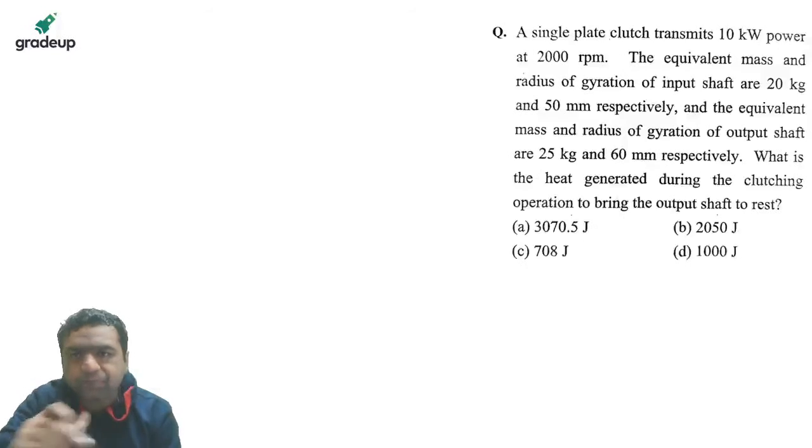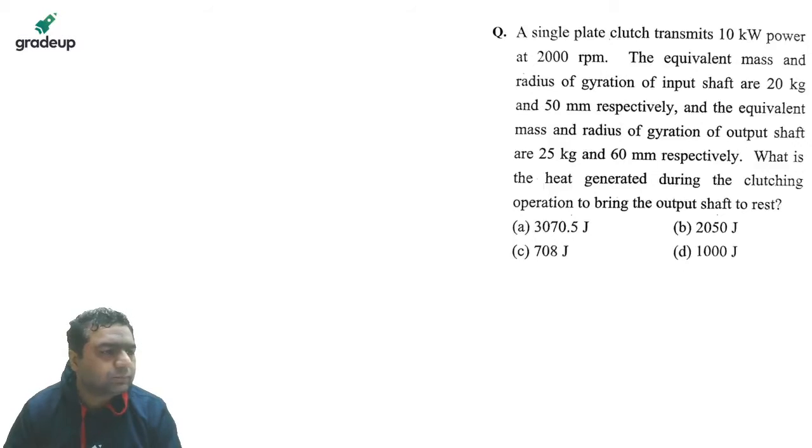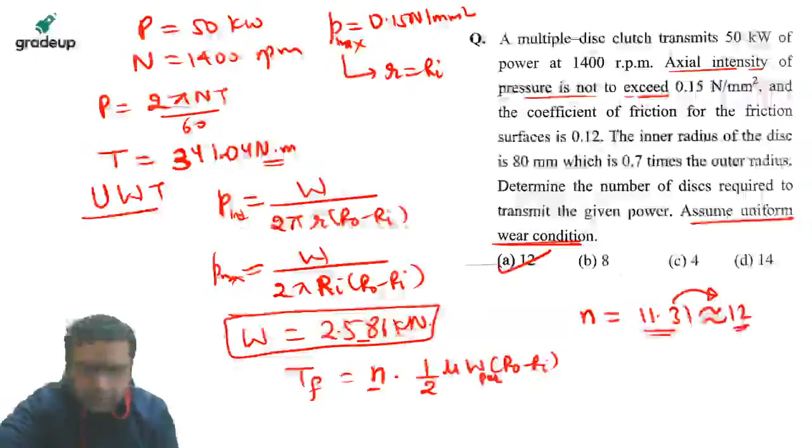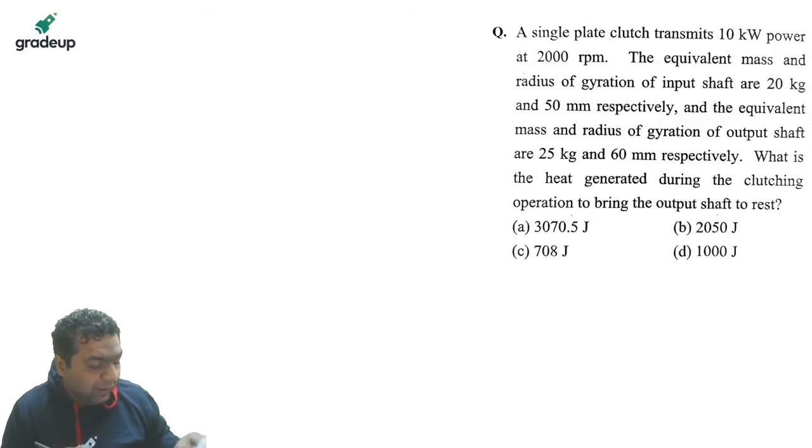The next question. This is from single plate clutch. Yes, Praful, I corrected it. I have not calculated it wrong. I have calculated it correctly, but I have written it wrong here. Okay. Sorry for that. Yes, guys. Next question is from single plate clutch. And one question we will be looking at for the cone clutch also.